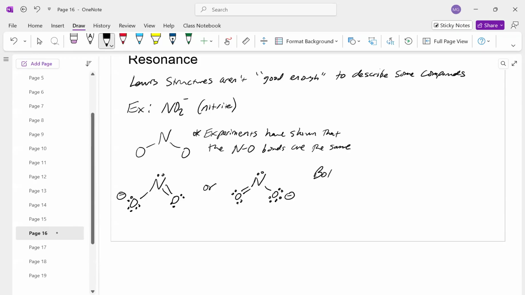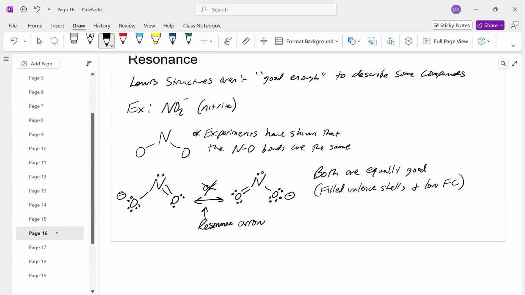The answer is both are equally good, because both of them have filled valence shells. All the atoms have a full octet and the lowest possible formal charge. So the way we relate these two structures is we call them resonance structures. So it's not one or the other, it's both. And this double-headed arrow is known as a resonance arrow.